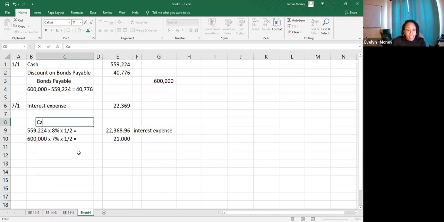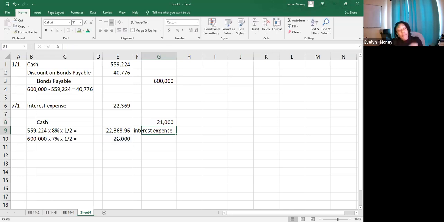Now, cash should be credited. So I know that I am paying out cash of 21,000. Remember that when bonds are issued at a discount, the interest expense is more than the cash that we are paying out. So that means we need to end up crediting discount on bonds payable, because the amortization will be added to the cash to equal up to the interest expense.